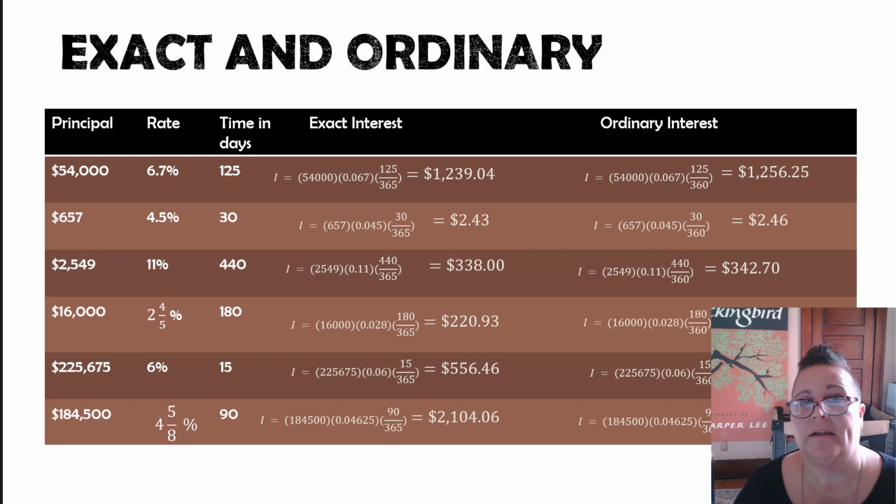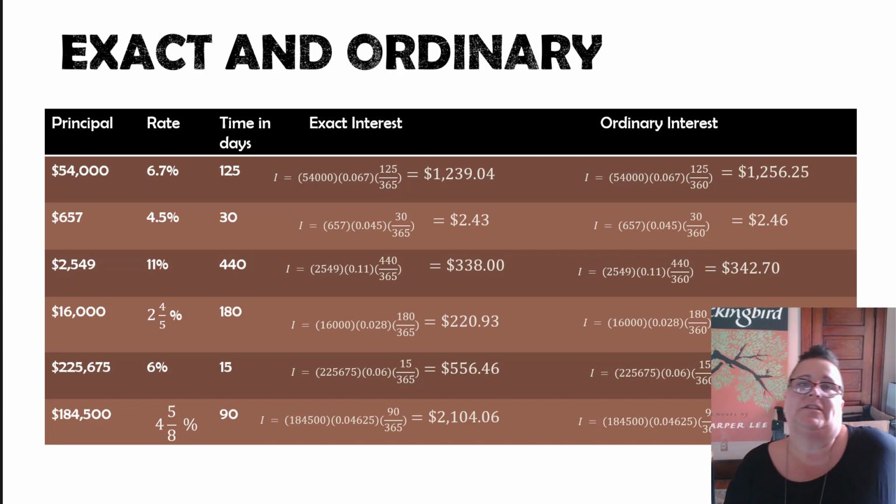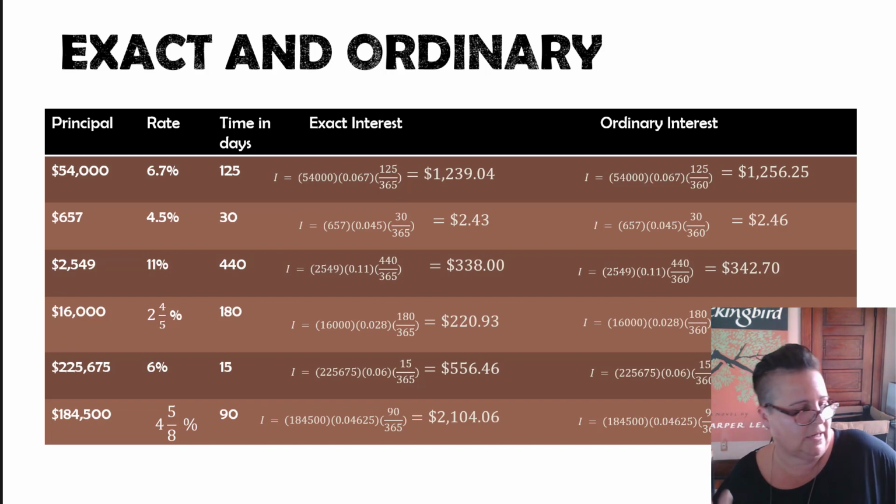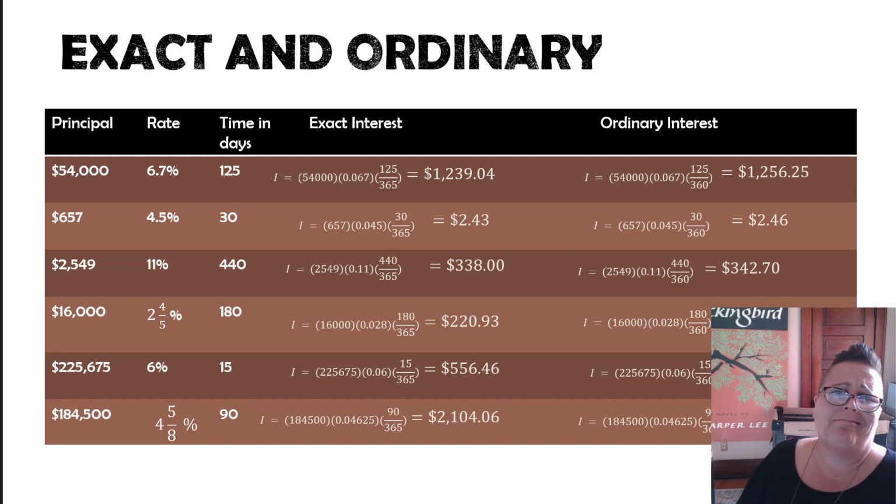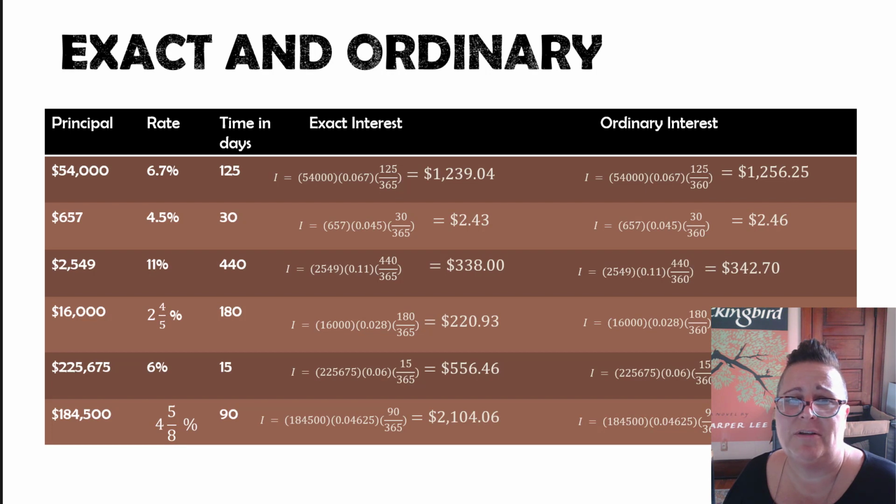Now, I know I told you all about the way more options with ordinary interest at 360 days, and it has more divisors and more numbers go into it, and that makes it better and easier and all of that. But long story short, when it came right down to it, the banks make more money with ordinary interest. And since they make more money with ordinary interest, why would they ever switch to exact?